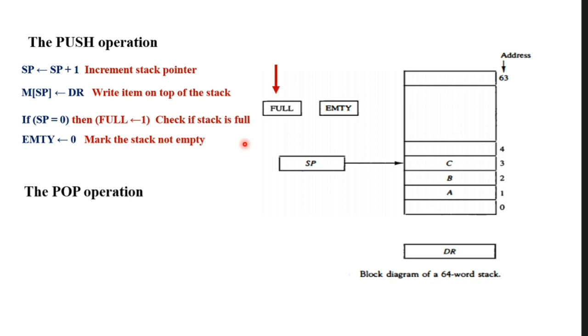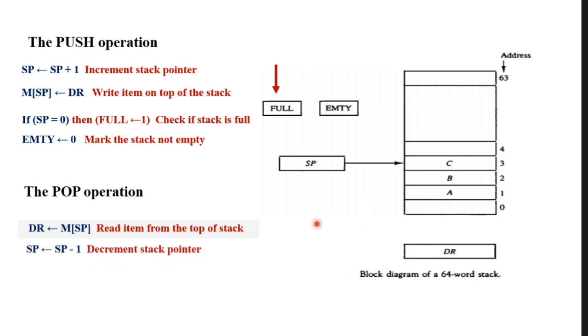For the pop operation, first the data will be popped and then the stack pointer will decrement. Wherever the stack pointer is pointing, that data will be popped and stored in the data register, and then the stack pointer will decrement by 1. In this case, if I say pop, C will be popped into the data register and then the stack pointer will decrement and point to memory location 02 where B is stored.